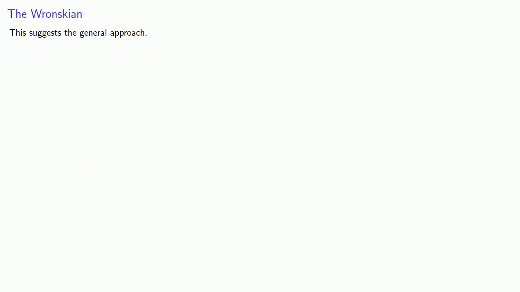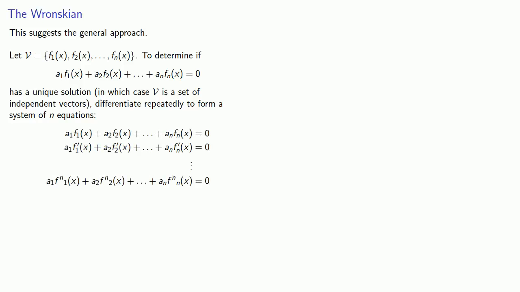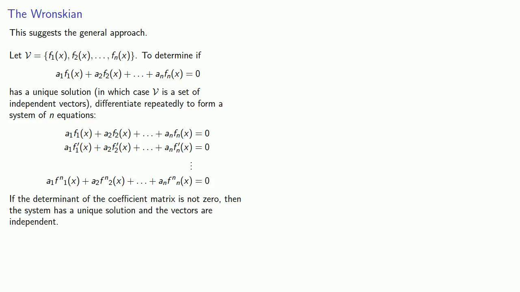The preceding suggests a general way to approach the problem of determining whether a set of functions is independent. So let's take some set of functions. To determine if a linear combination equal to 0 has a unique solution, in which case our set of functions is a set of independent vectors, we can differentiate repeatedly to form a system of n equations in our unknowns a1 through an. If the determinant of the coefficient matrix is non-zero, then the original system has a unique solution and our vectors are independent. The determinant itself is known as the Wronskian.